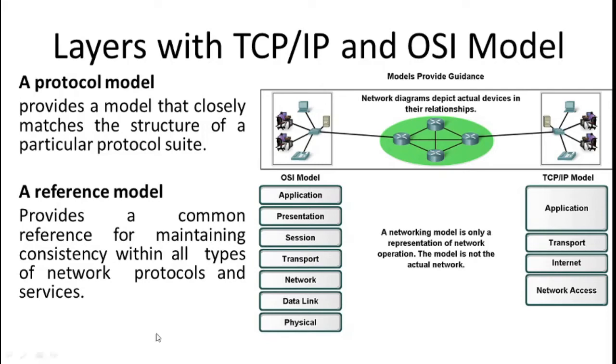So it provides guidance. So this is a network diagram which depicts the actual devices in their relationships. Whereas a reference model provides a common reference for maintaining consistency within all types of network protocols and services. So we saw about TCP/IP model, whereas now we are going to see about OSI reference model. So this is not an actual network, but it's going to provide us the consistency with all protocols.